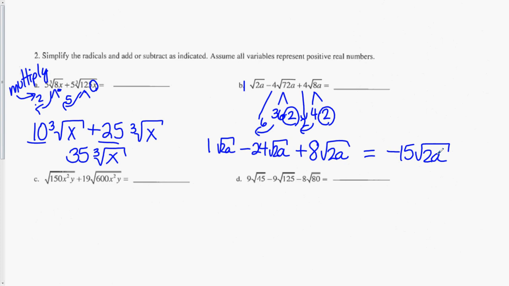I hope you're kind of understanding how we do it. I know it's fairly easy if the roots already match, but if they don't match, they wouldn't give you a problem where something's not going to match. You're going to find some combinations that will end up being like terms. Okay, let's look at this next one.